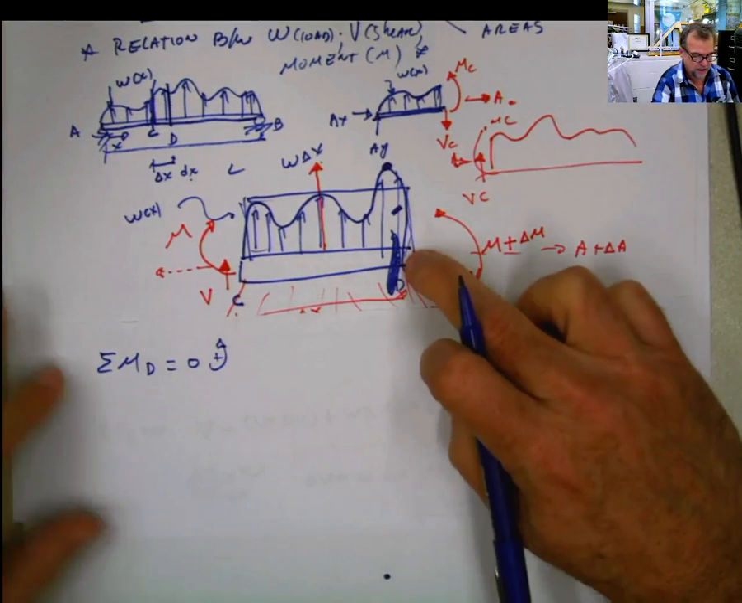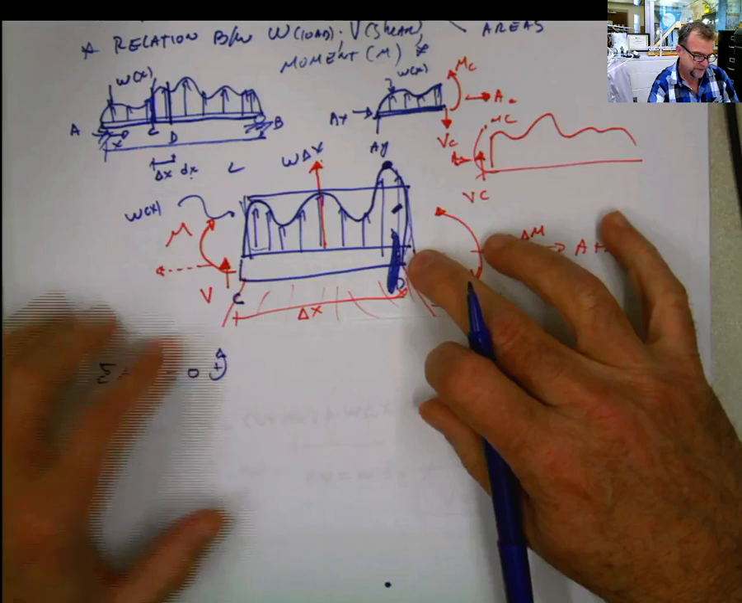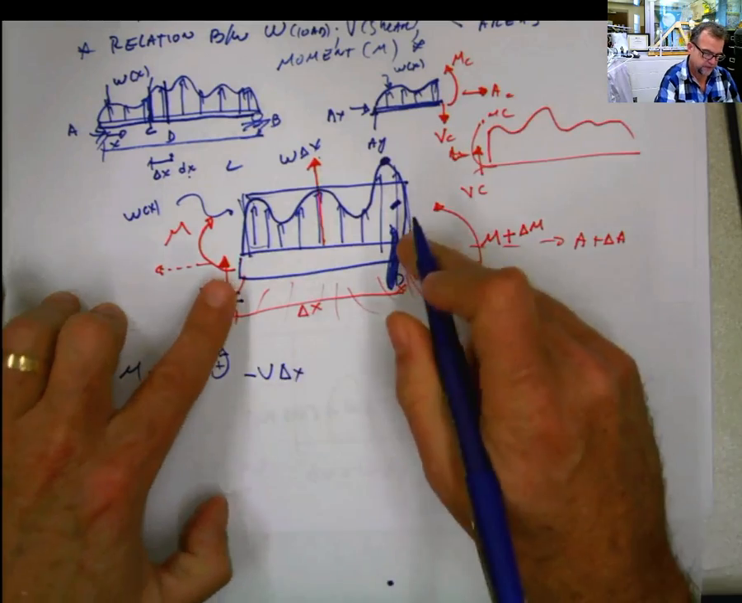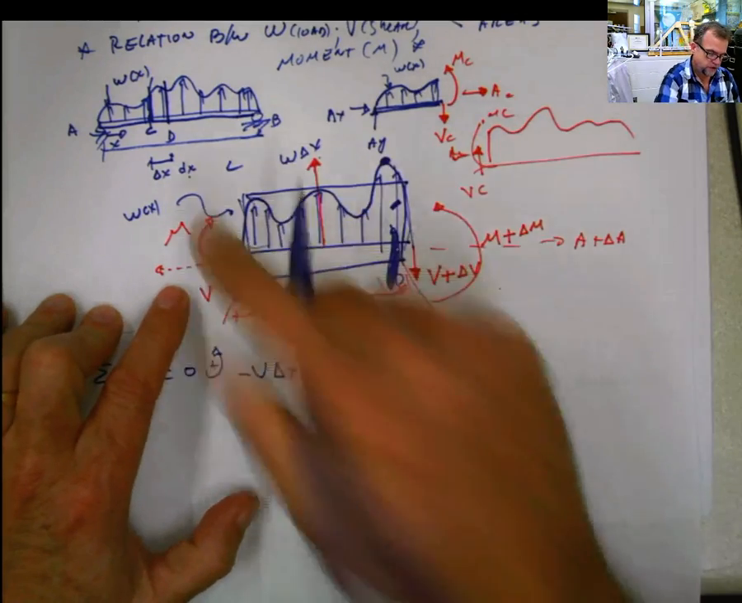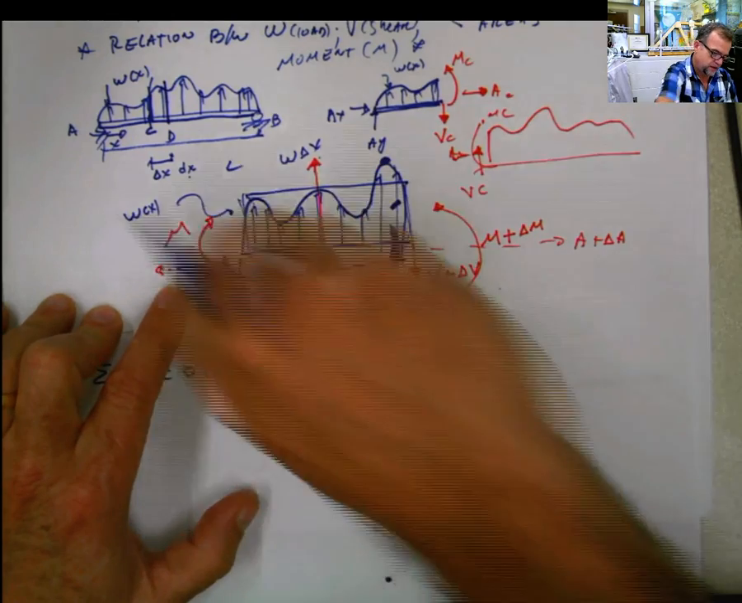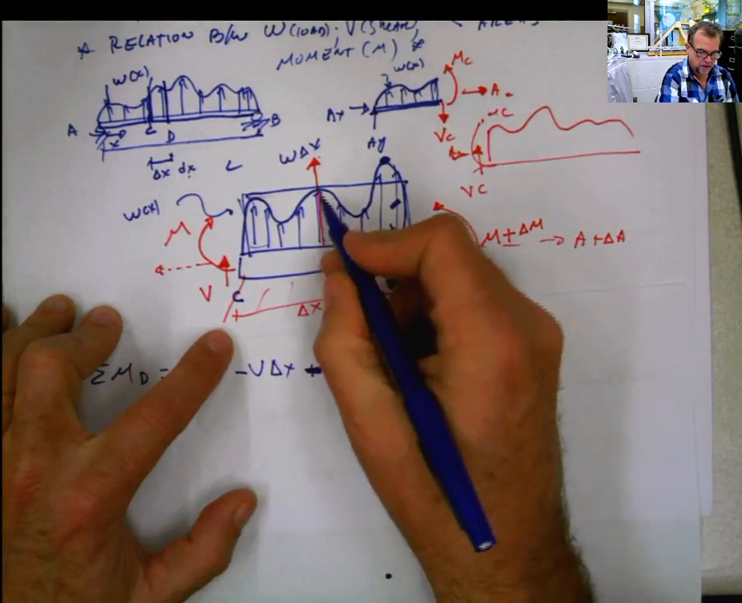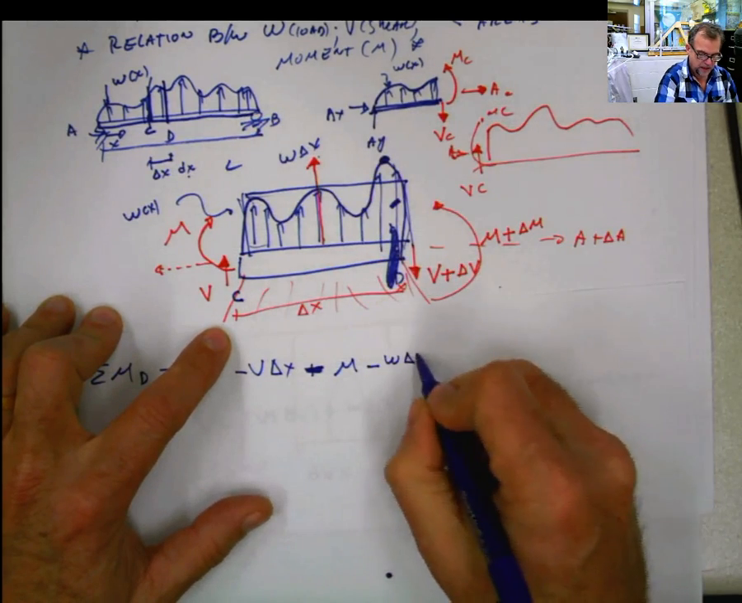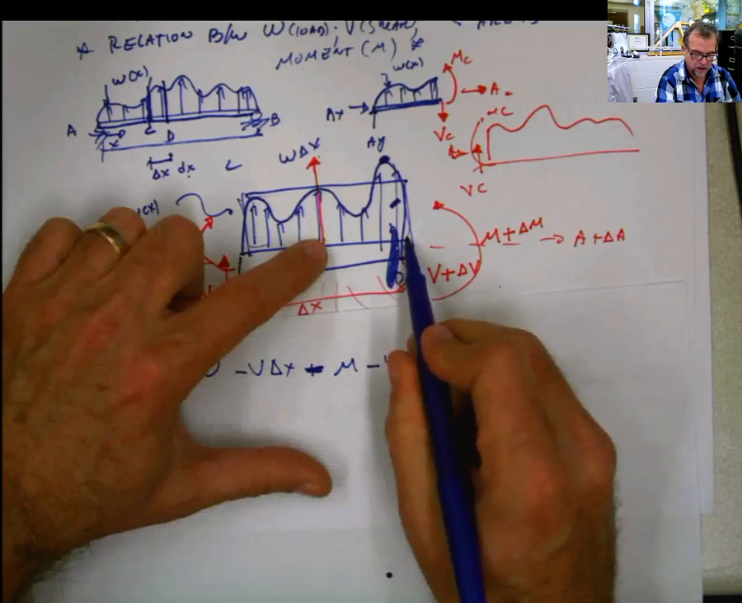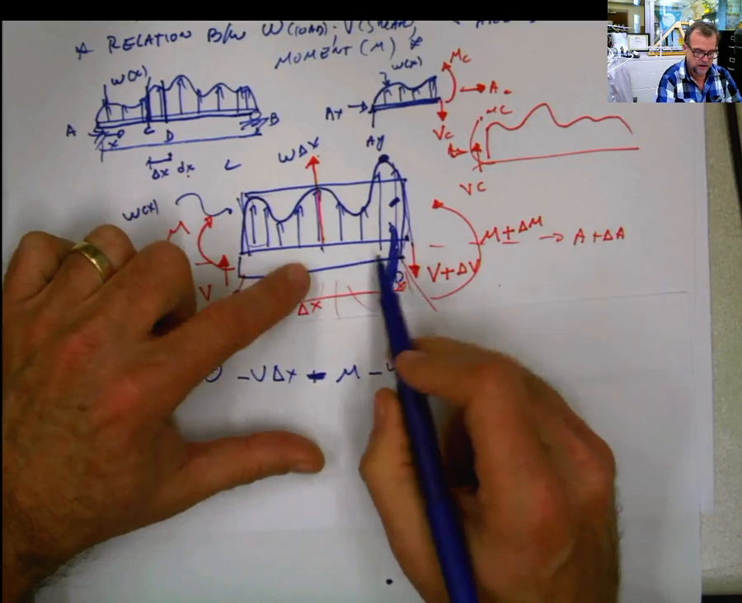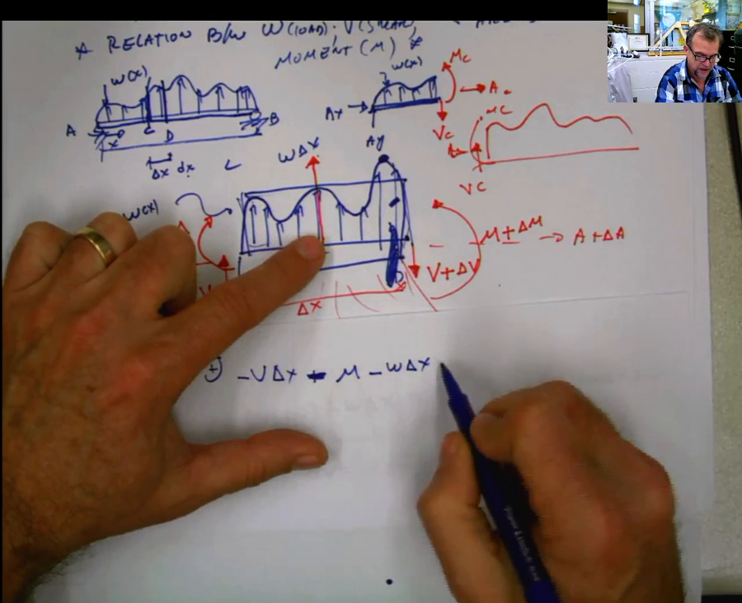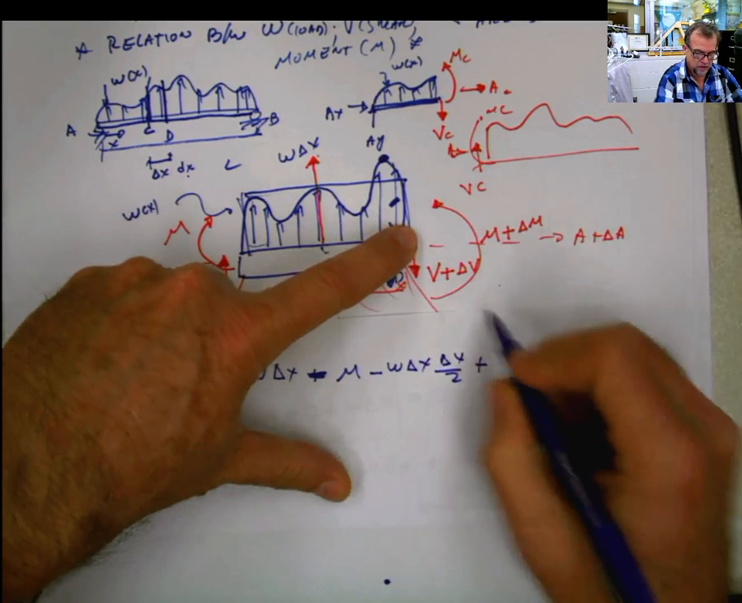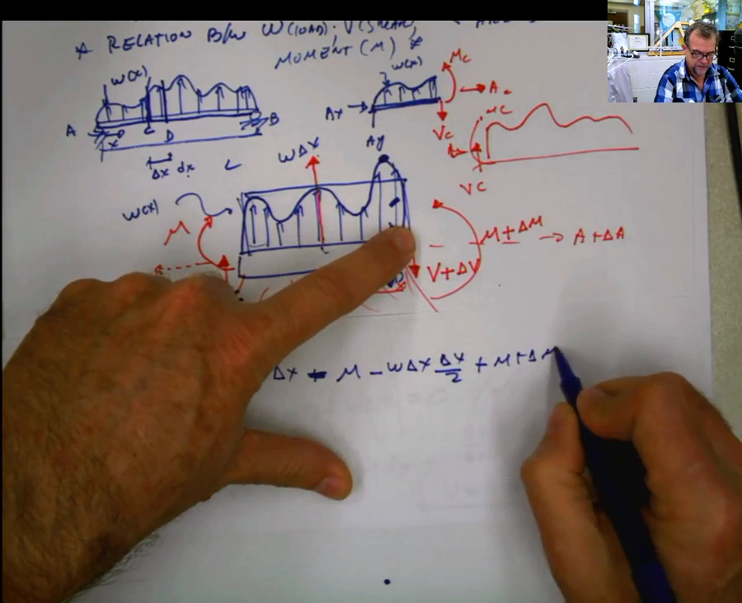So if I do that, then I'm going to have negative V times the distance, which is delta x, negative M also, and this force is negative also, negative w delta x multiplied by the distance from here to here. If this is a rectangular area, this is going to be delta x divided by 2, half of the base. Plus the moment, M plus delta M, equals 0.